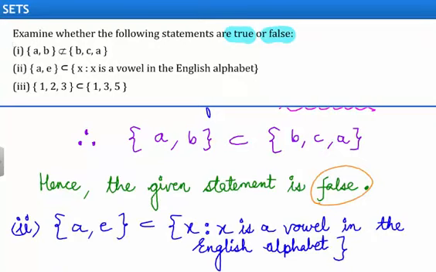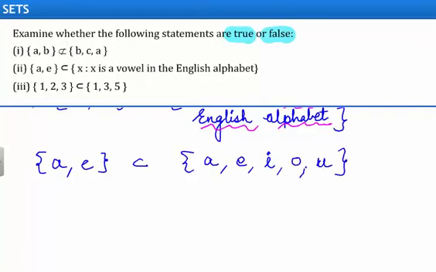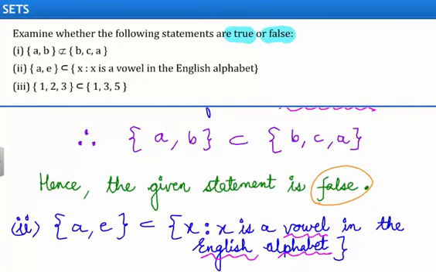In the second part, we are given that a set containing the letters A and E is a subset of a set which is given by X is such that X is a vowel in the English alphabet. Now, this can be written as the set A, E is a subset of the set containing the letters A, E, I, O and U. So we have written the second set in roster form.